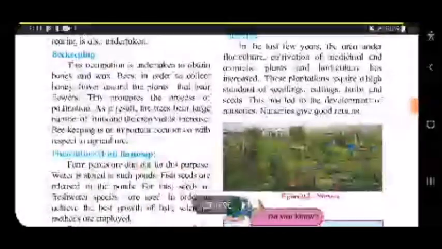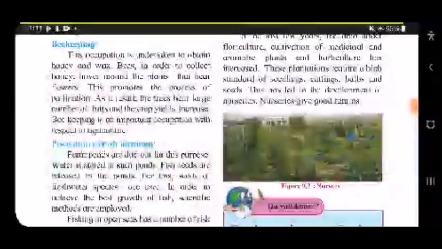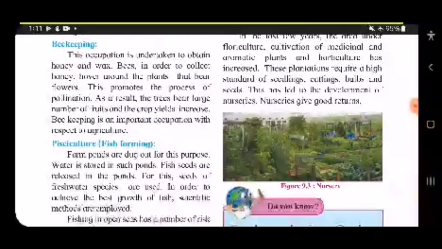Next, let us move on to beekeeping. Now, this occupation is undertaken to obtain honey and wax. What do we get from beekeeping? Honey and wax. Bees, in order to collect honey, hover over the plants that bear flowers. Now, how do we get honey? What do these bees do? They move around the plants, and where there are flowering plants, they sit on them and pull out the honey, and then go to their honeycombs and collect it over there.